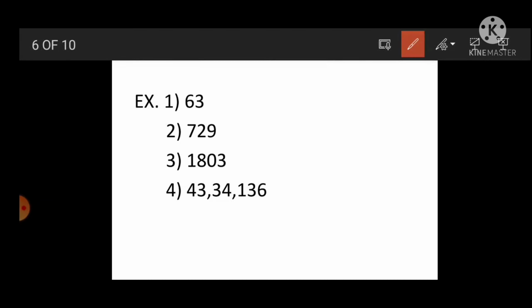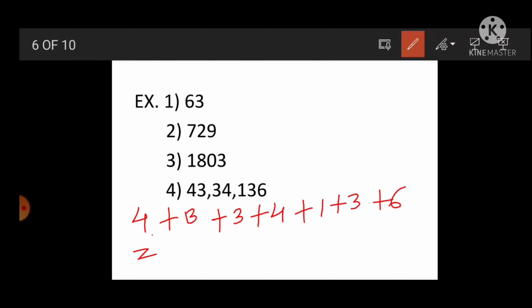43,34,136. Check the sum of digits. 4 plus 3 plus 3 plus 4 plus 1 plus 3 plus 6 is equal to 4 plus 3 is 7, 7 plus 3 is 10, 10 plus 4 is 14, 14 plus 1 is 15, 15 plus 3 is 18, 18 plus 6 is 24, and 24 is divisible by 3. Yes, 3 8s are 24.